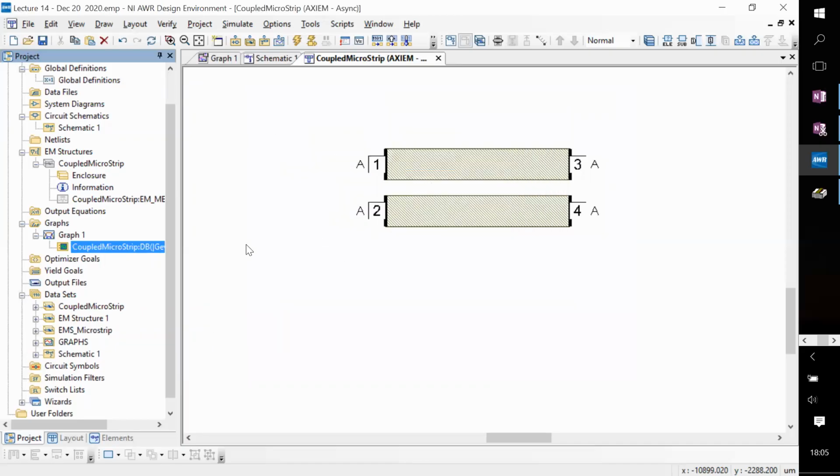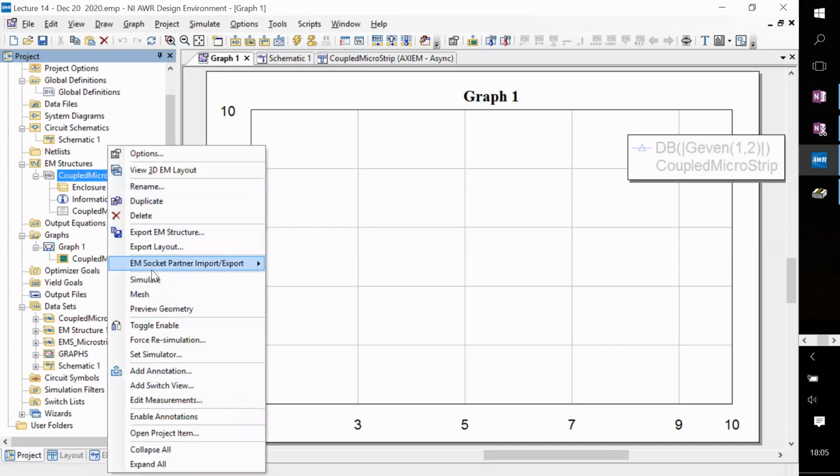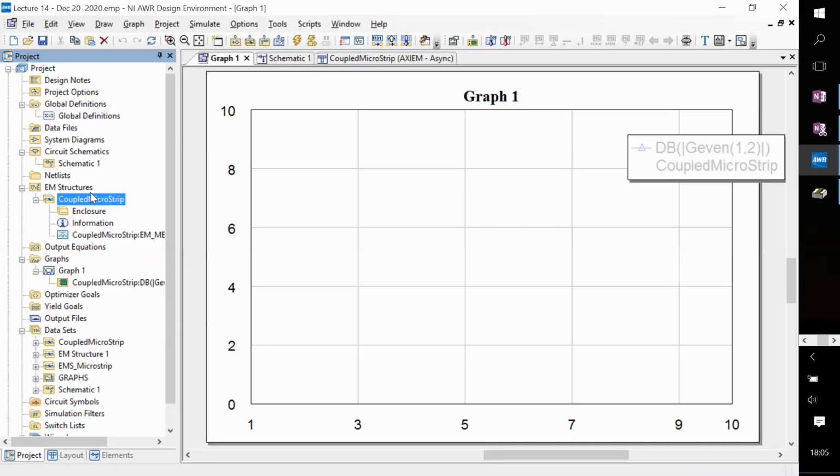It's a setup from 1 to 10 gigahertz. You have a graph. Disable the EM structure.